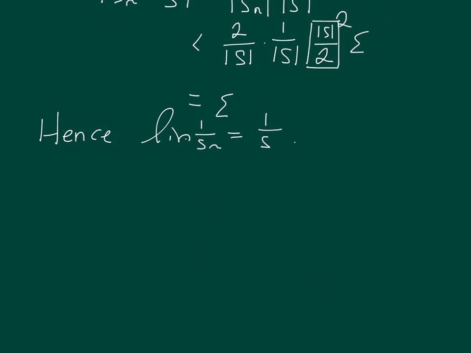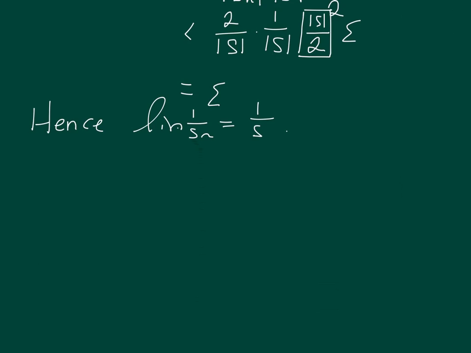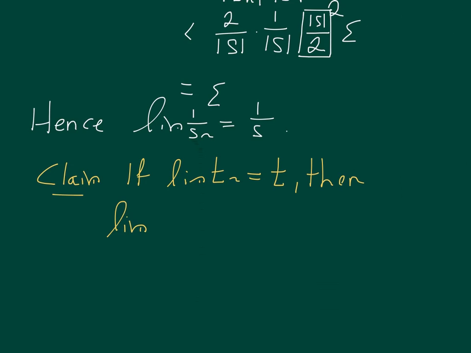Now, the very last thing that we need to show is this. We claim that if we also have that the limit of t sub n is equal to t, then the limit of the quotient t sub n over s sub n is equal to t over s. So here as before, we're assuming that s sub n is converging to s with s not 0 and each s sub n not 0.